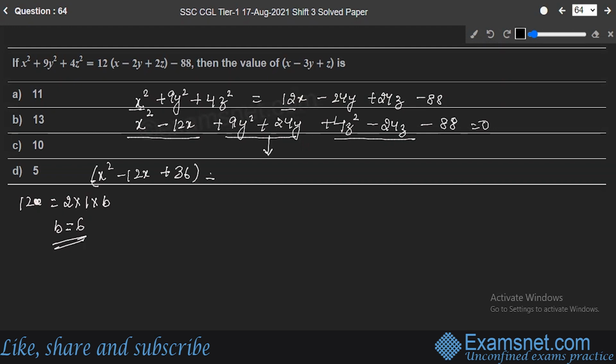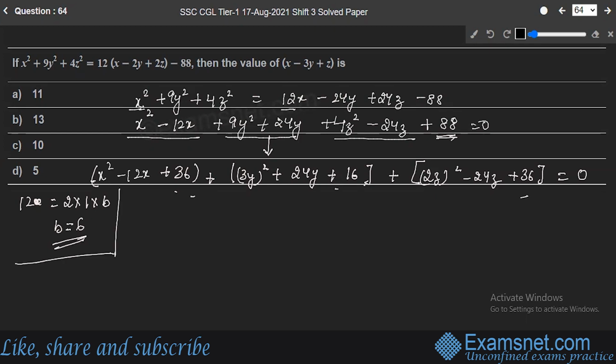Similarly, solving this one, plus. So now this will be 3y whole square plus 24y plus 16, plus 2z whole square, since 4z square becomes 2z whole square, minus 24z plus 36 is equal to 0. Sorry, here it was plus 88 because it was taken on the left hand side. Okay, so now see, 36 plus 16 plus 36 gives you a total of 88. That means we have utilized this 88 completely in making the three complete identities. We have completed the three squares using this identity.